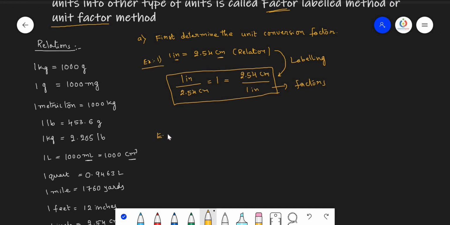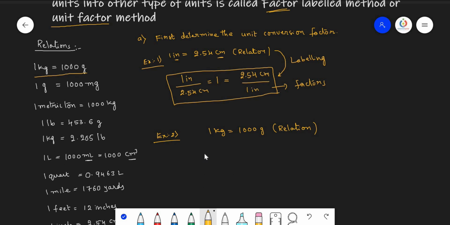Now example number 2. In example number 2, we know that 1 kg is equal to 1000 grams. What is this? This is again a relation. Now let us try to write down this relation in terms of factors.